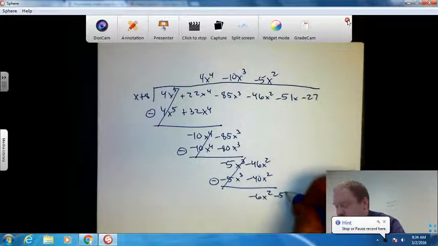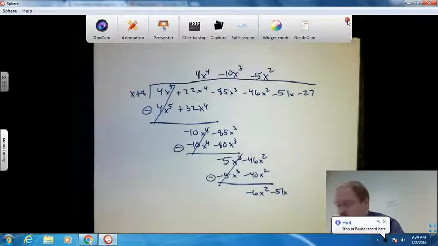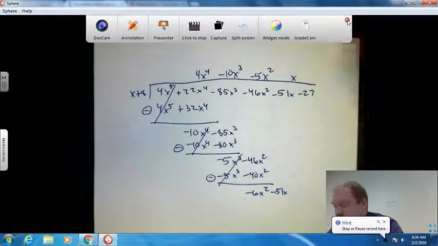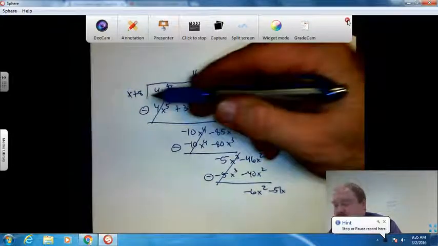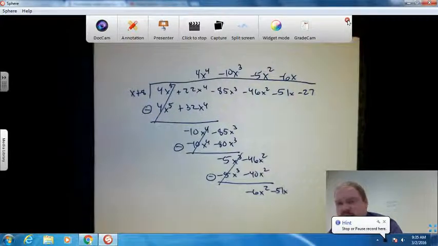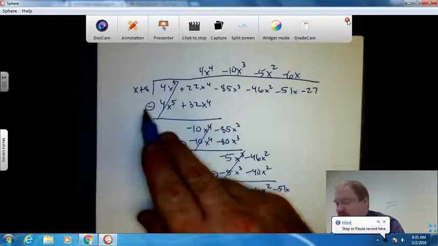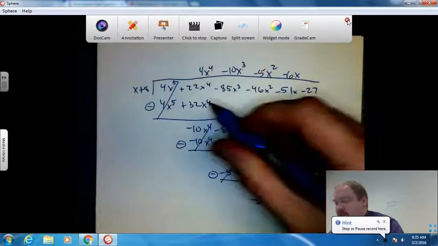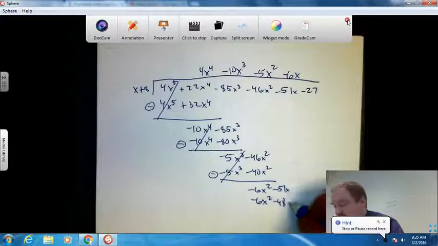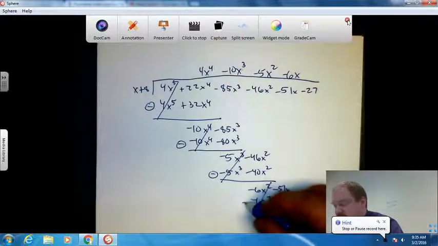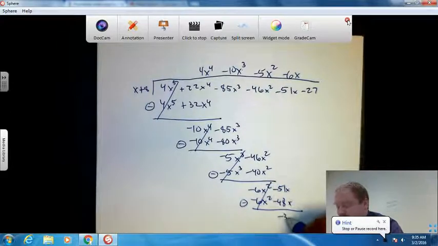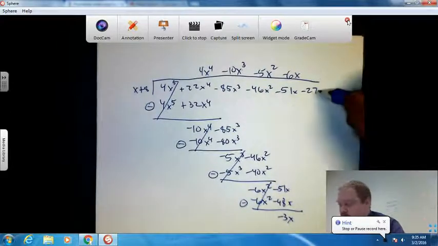Bring down that 51x. Okay. I need 2 x's. I have 1. So I need 1 more. Negative 6 divided by 1 is negative 6. So now I'm going to multiply. Negative 6 times 1 is negative 6. X times x is x squared. Negative 6 times 8 is negative 48. Then x. These cancel. Negative 51 minus negative 48 is negative 3. Bring down the 27.